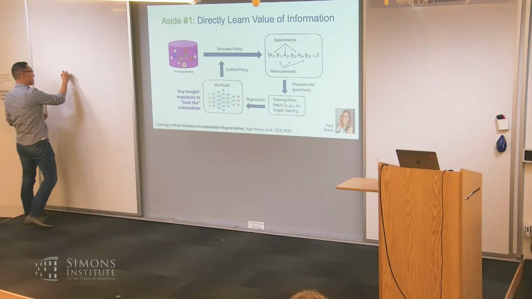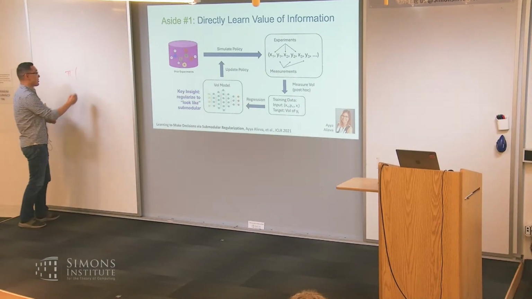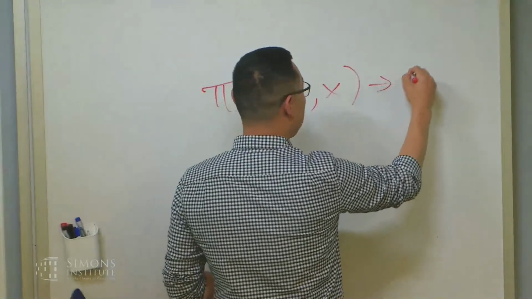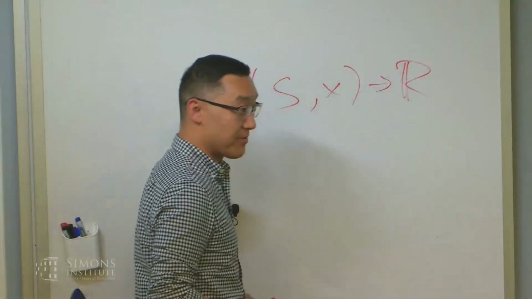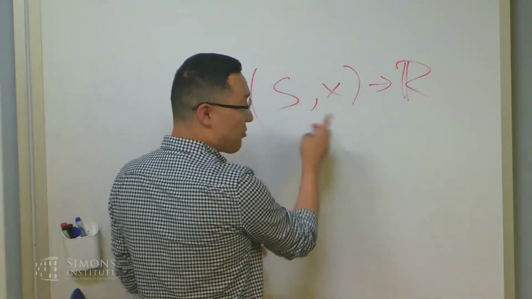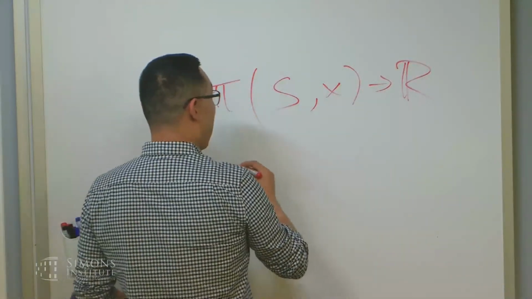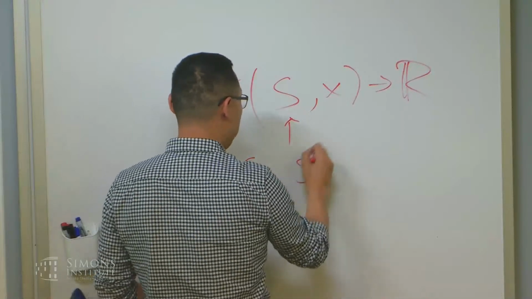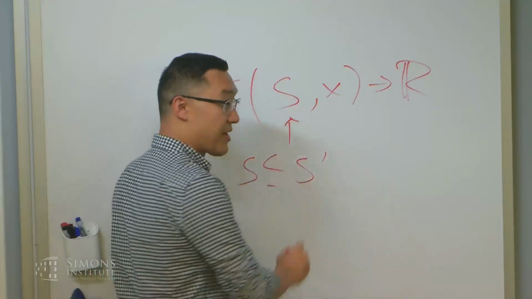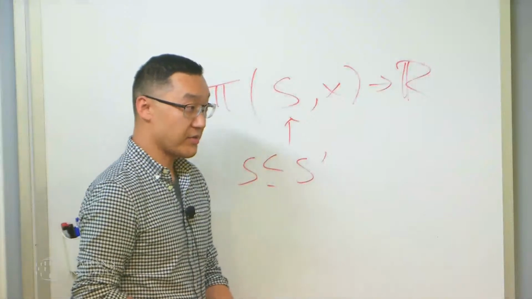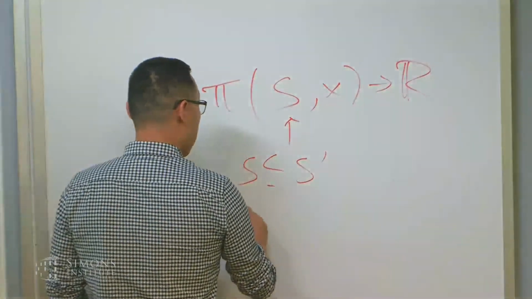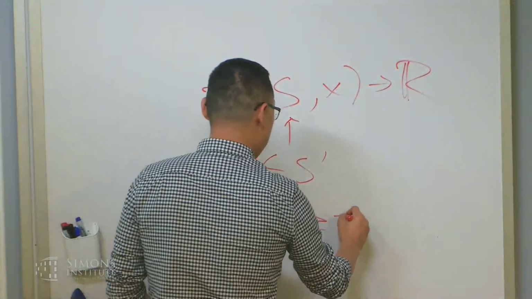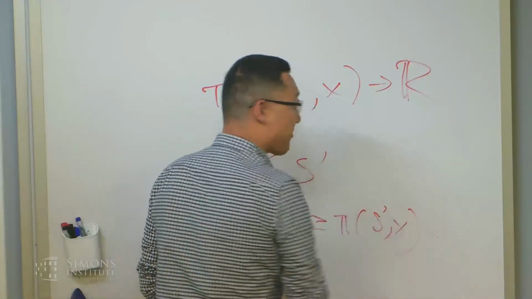Your policy takes as input your historical data, I'll call it S, and X, and it outputs a value of information. Historical data is all the previous X and Y's. If I have S and S prime, where S is a subset of S prime, holding everything else fixed, then pi of S, X must be greater than or equal to pi of S prime, X. That is the definition of submodularity.